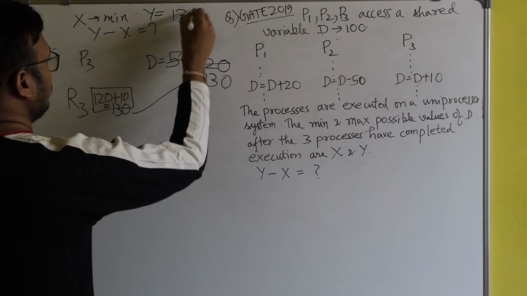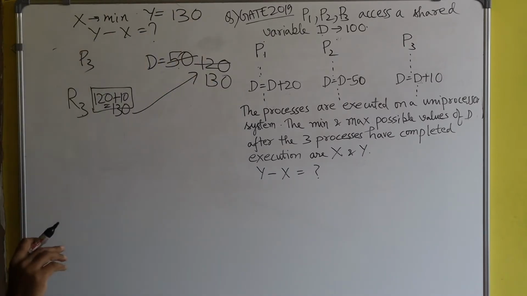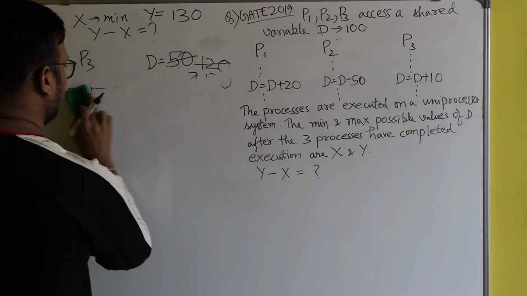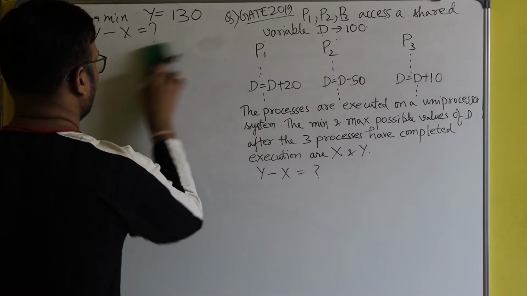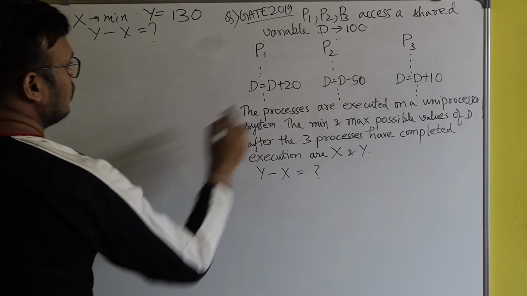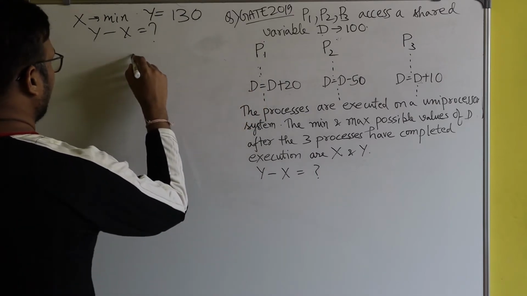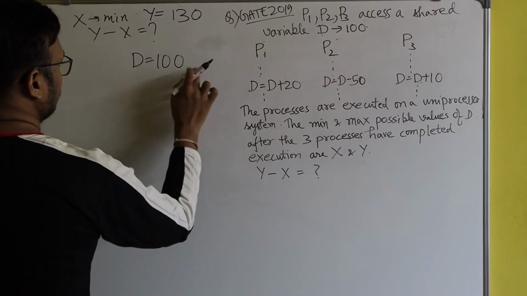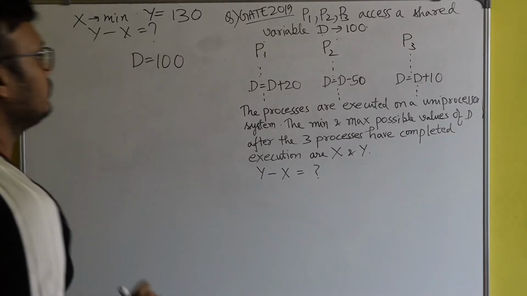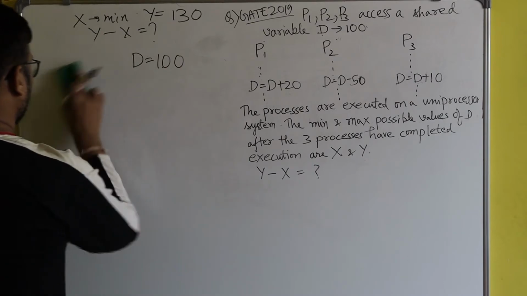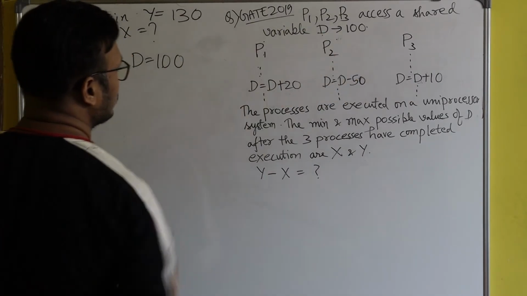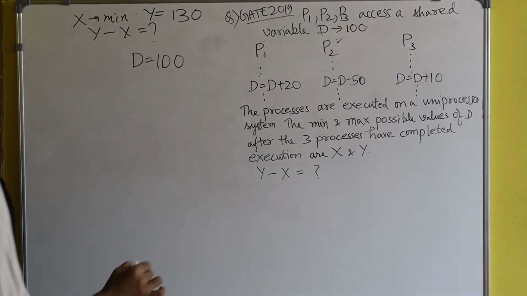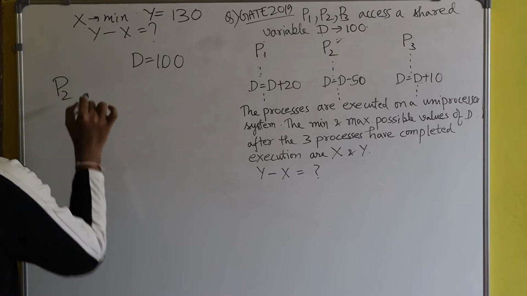Okay. So now let's calculate the minimum value of X. So let me rub this. So what is the initial value of D? 100. Fine. Now here, let's start from process P2. Suppose CPU is with process P2.